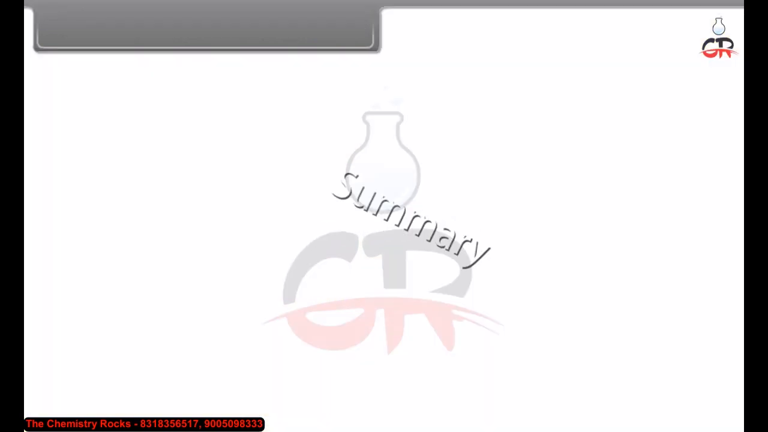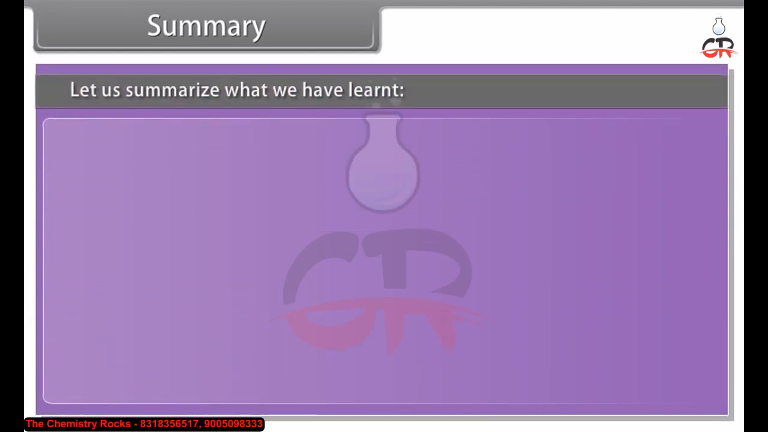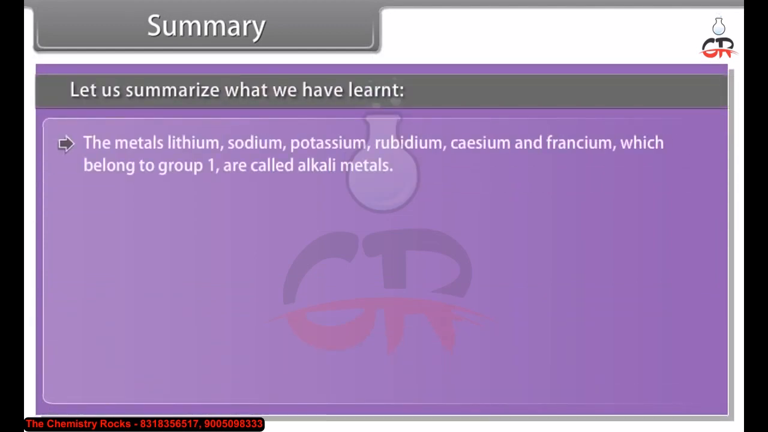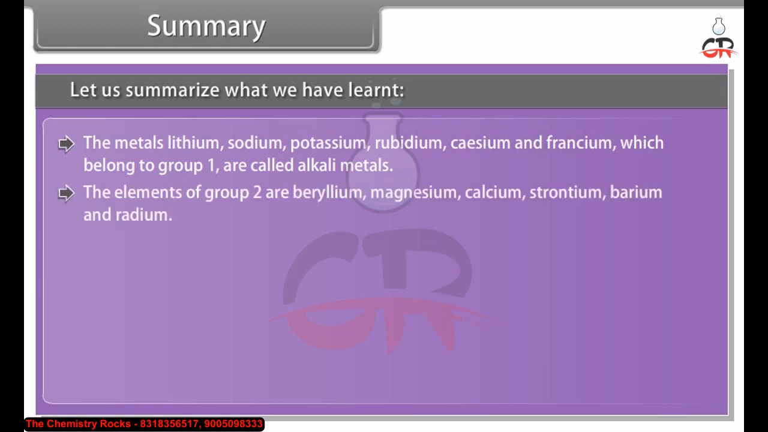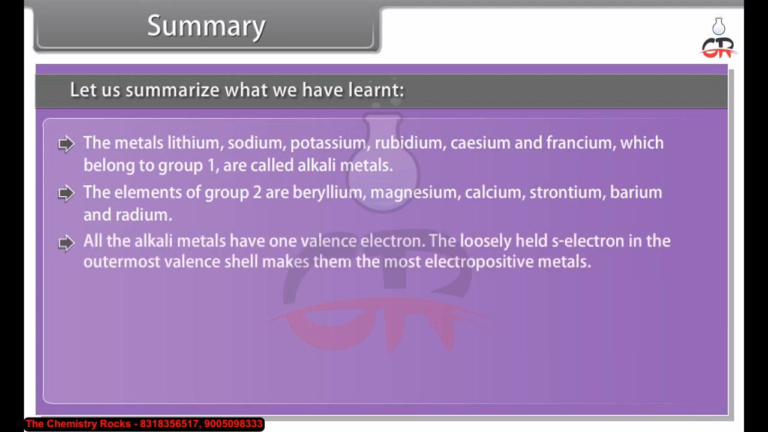Summary. Let's summarize what we have learnt. The metals lithium, sodium, potassium, rubidium, cesium, and francium, which belong to group 1, are called alkali metals. The elements of group 2 are beryllium, magnesium, calcium, strontium, barium, and radium. All the alkali metals have one valence electron. The loosely held s electron in the outermost valence shell makes them the most electropositive metals.